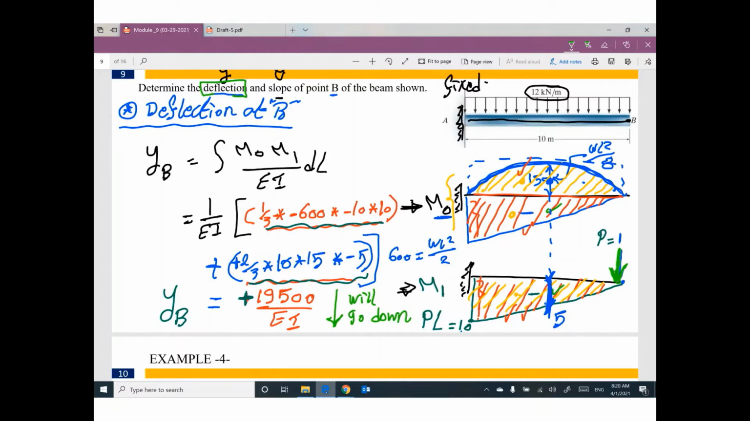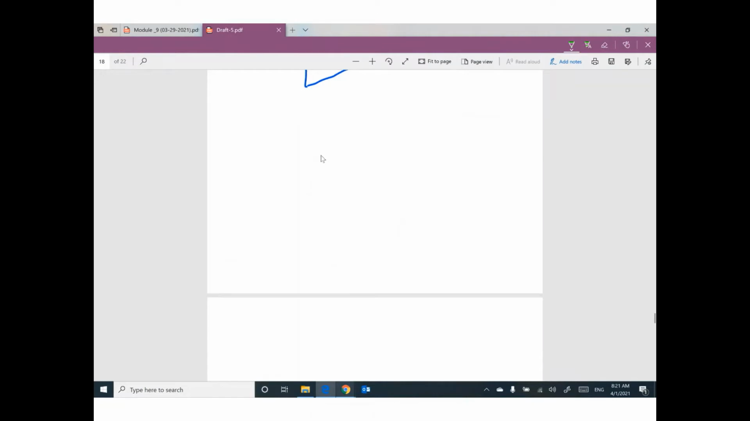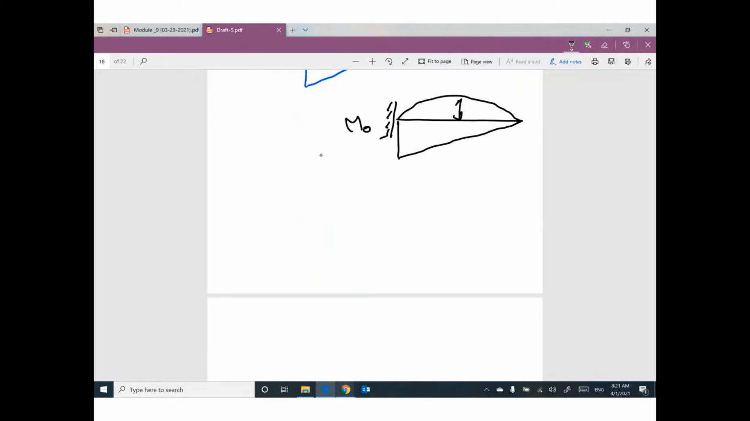Second part, slope at B. Just a hint. M naught was a parabola and a triangle. The value of this parabola is 15, this triangle 600. Negative, positive. This is the bending moment diagram due to the given load, M naught. Right now, I'm looking for the slope at B. Okay, I will remove everything.